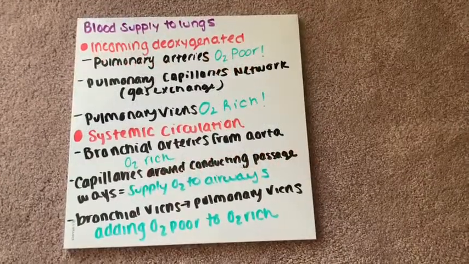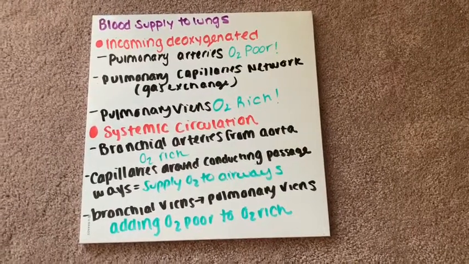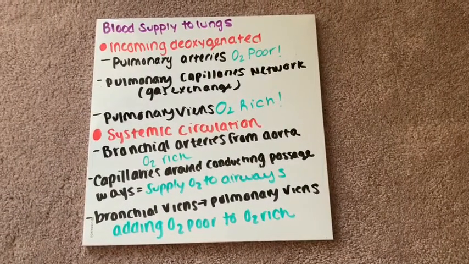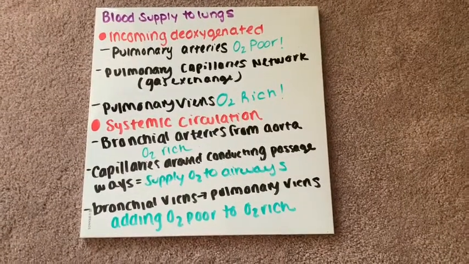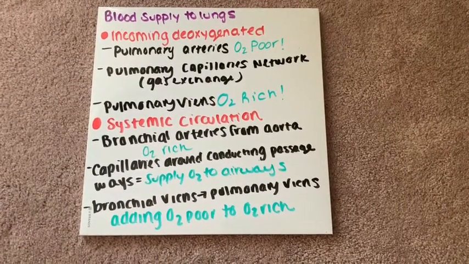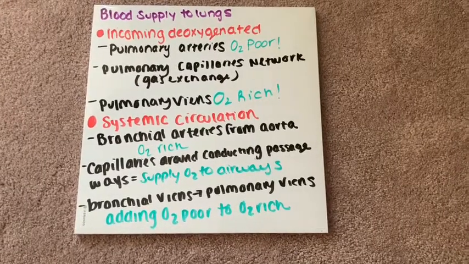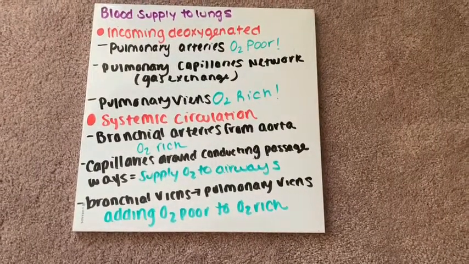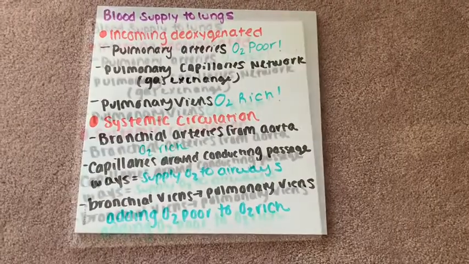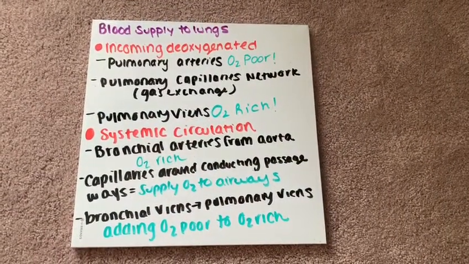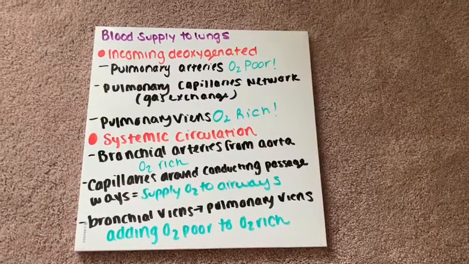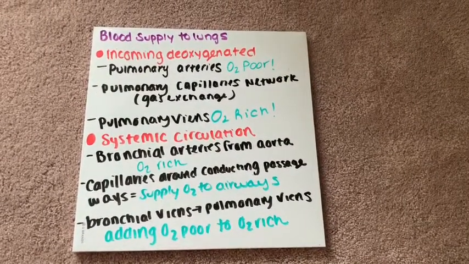Next, we have blood supply to the lungs. For gas exchange with incoming deoxygenated blood from the heart, in my class this is very important. The pulmonary veins are O2 rich and the pulmonary arteries are O2 poor. Gas exchange takes place in the pulmonary capillaries. For systemic circulation, bronchial arteries from the aorta are O2 rich. Capillaries around the conducting passageway supply O2 to the airways.